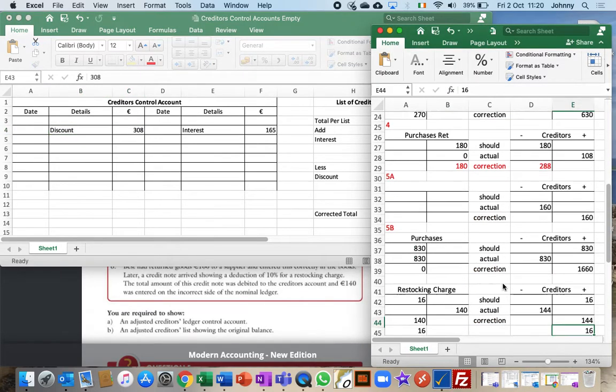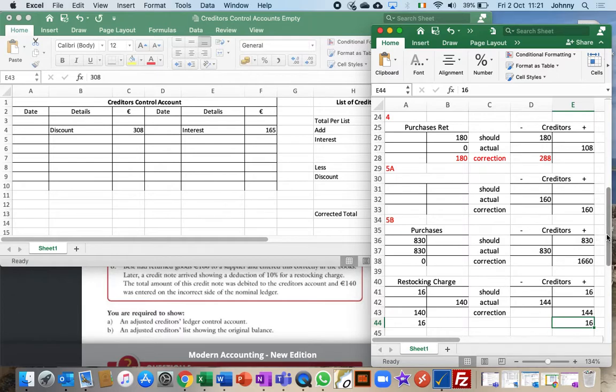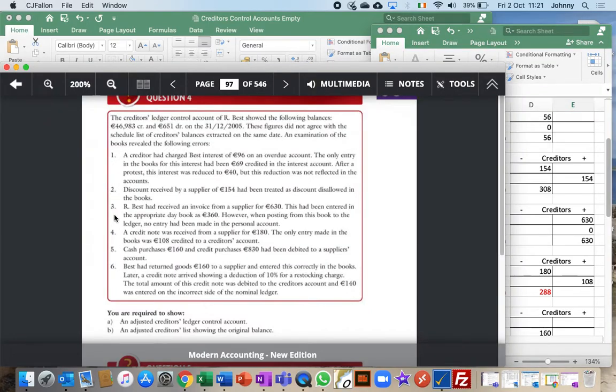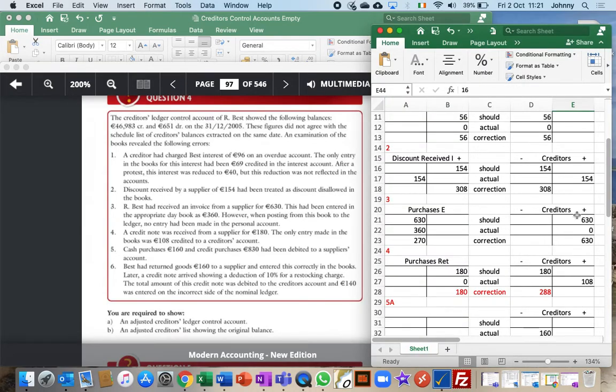Okay, next one. Question 3. So creditors, I'm just having a quick look at this one. Our best received an invoice from a supplier 630, but entered in the day book as 360. However, no entry made in the personal account. So the first sentence is, you received an invoice 630. So you should be thinking, this is a purchase. An invoice is because of purchases. So I owe my creditors 630 more and I have more purchases.